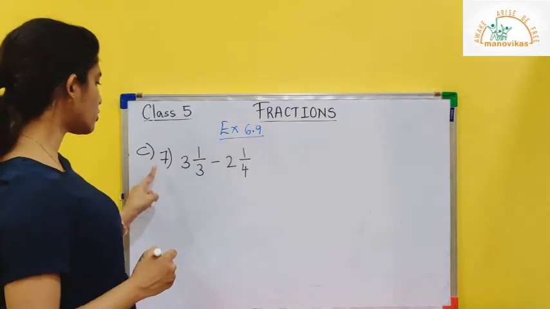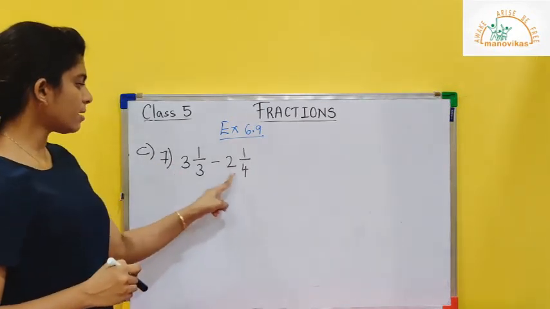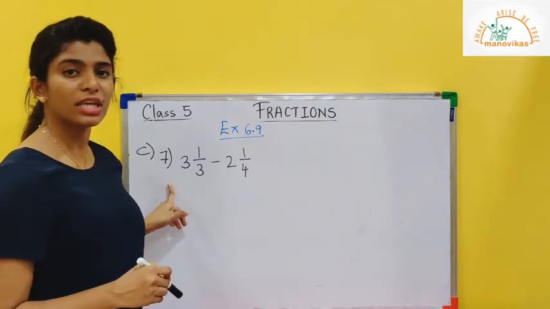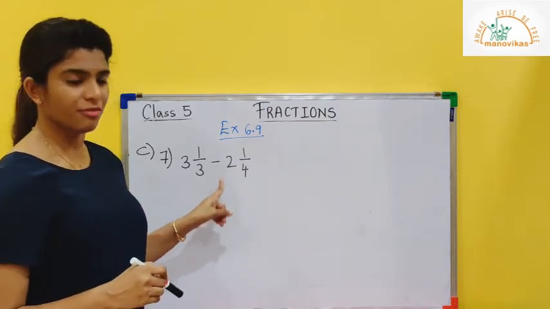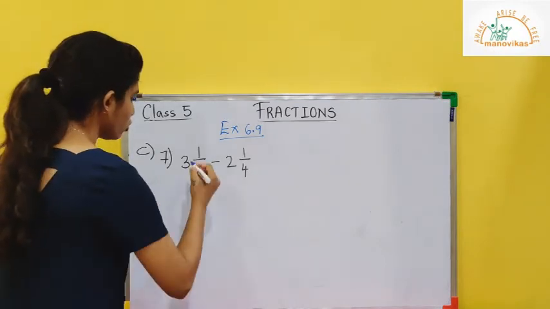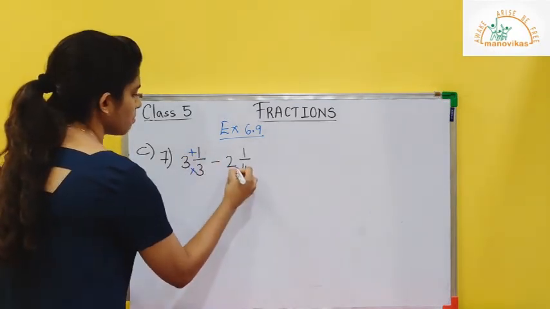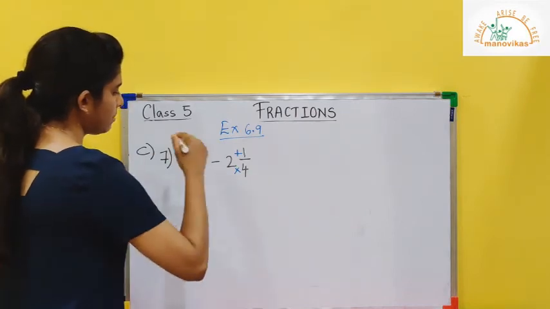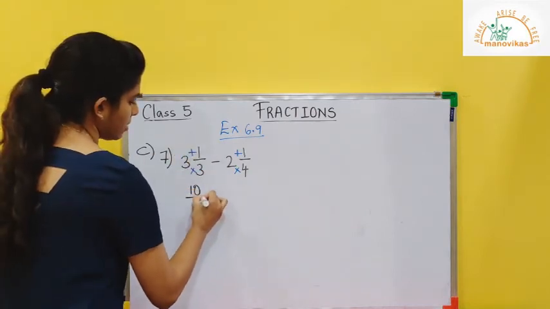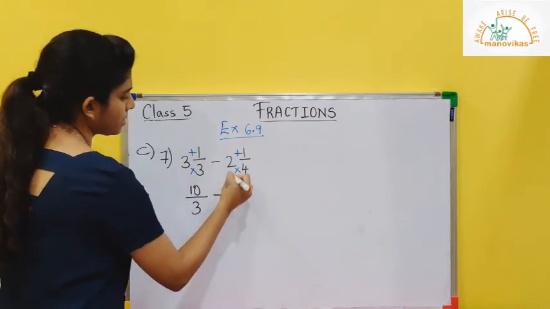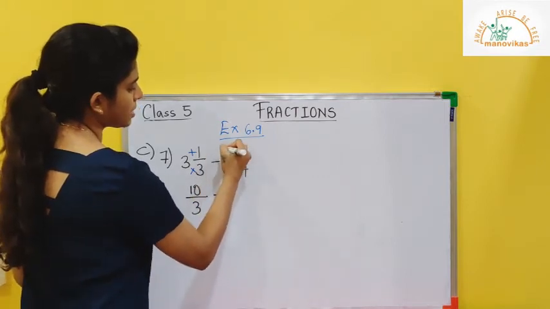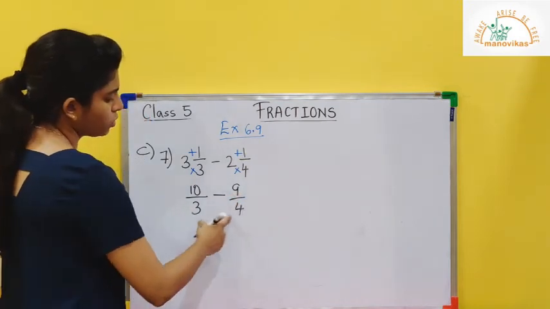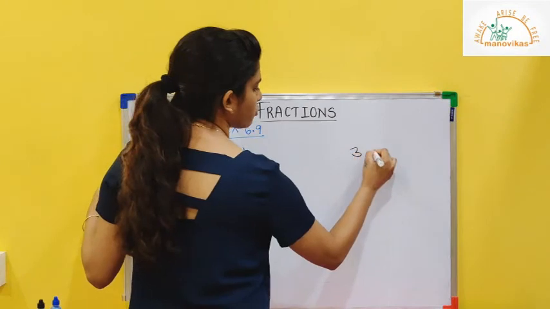Question C. I have taken the 7th sum. If you see here, both these numbers are mixed numbers. So first I have to change these numbers into improper fractions. So I told you how to do the marking. Now 3 3s is 9 plus 1, I get 10 upon 3, minus 2 4s are 8 plus 1, 9 upon 4. There are two different denominators. I have to find the LCM.